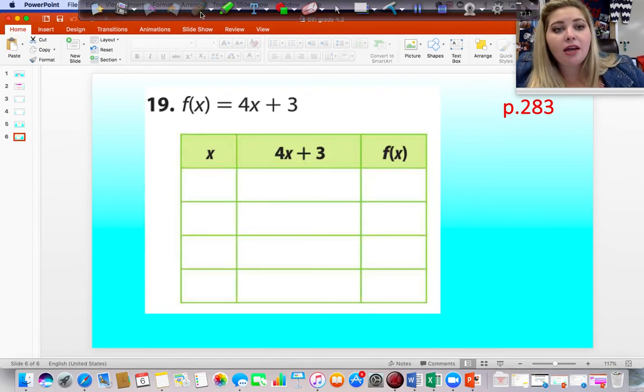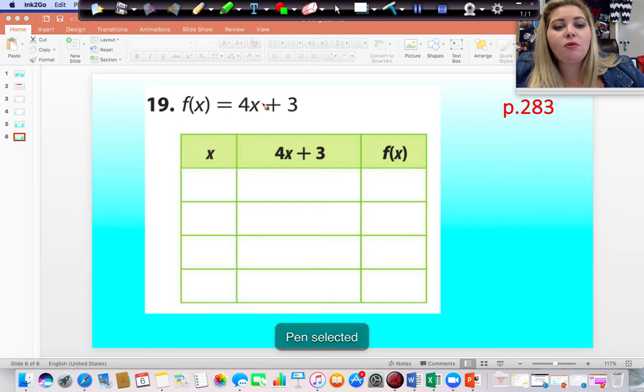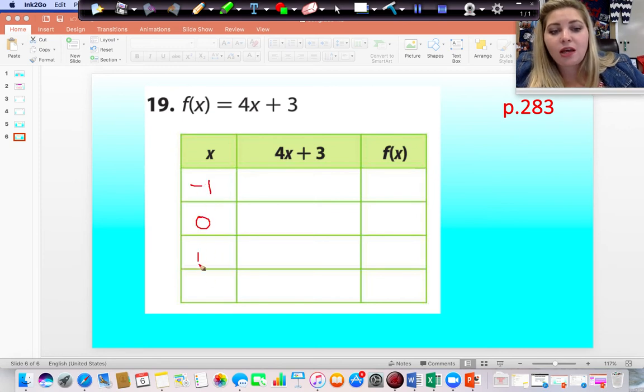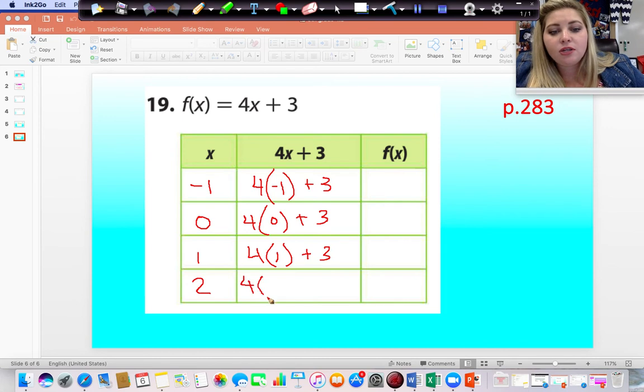Okay, so again, here we've got f of x equals 4 times x plus 3. And they did not give us any x values, so again, we're going to write those x values in. Okay, 4 times x, which is -1, plus 3. 4 times 0, which is x, plus 3. 4 times 1, which is x, plus 3. And 4 times 2, which is x, plus 3.